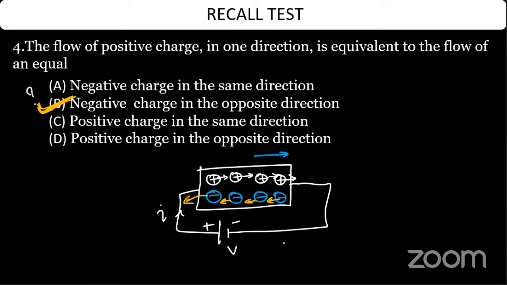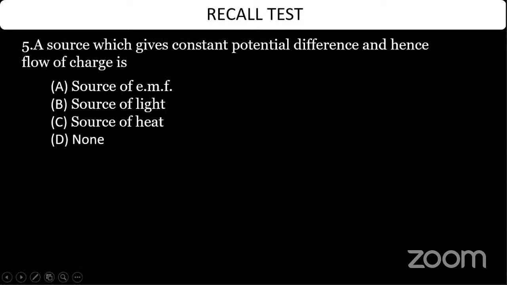Okay, guys, I hope everyone has understood. Next, first question, guys. A source which gives a constant potential difference and hence flow of charges. So there is constant potential and uniform flow of charges. What is it?